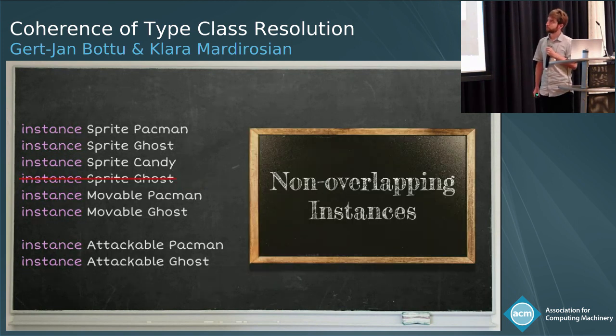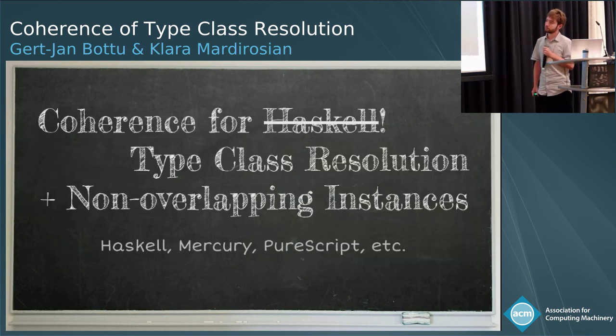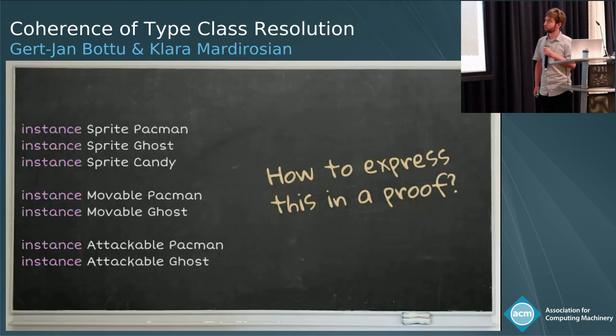Okay, well, then just to clarify things. So we're trying to prove coherence for any language with type class resolution and superclasses that also imposes the restriction of non-overlapping instances. Right, that's not overly restrictive, right? Languages like Haskell, Mercury, and PureScript all have this restriction by default. Okay. So how can we express this kind of uniqueness in our proof?